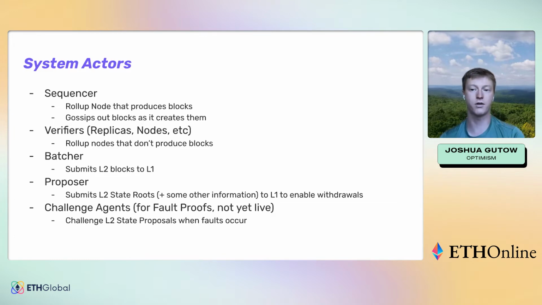And then you have your batcher, which is an actor that just maps straight back to the code base. Same with your proposer, and then your challenge agents as well. The sequencer and verifiers actually have to map to a couple code bases because they're more complex things.